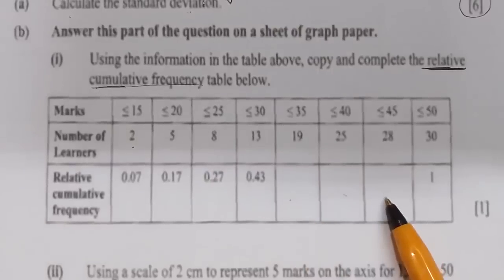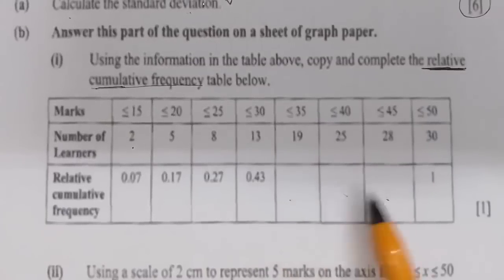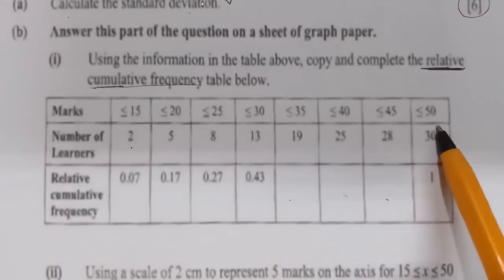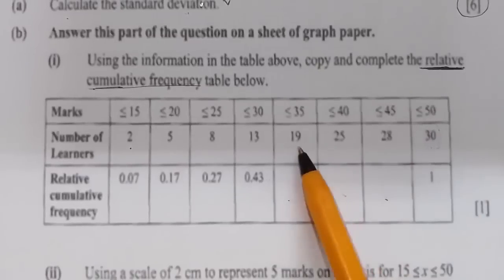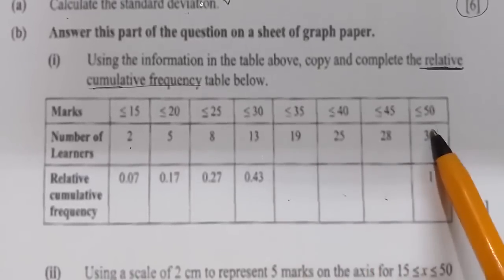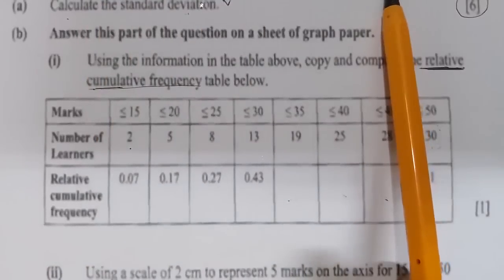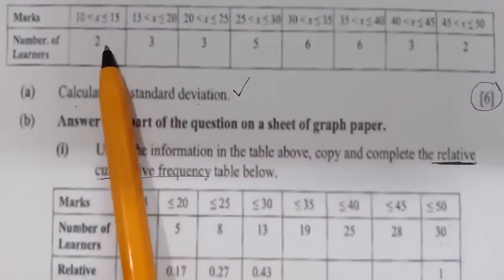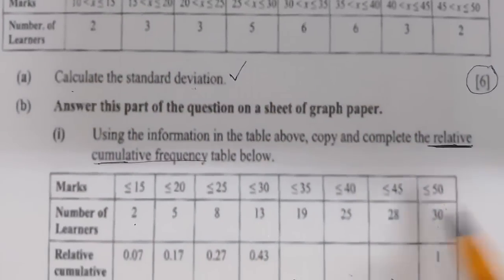This is the first question. Copy and complete. So we want to find the values which are here. How do we get to find those values? You get the last number here. That is 30. This 30 is also called the total frequency. If you add all these numbers here, you discover that you're going to get a 30.